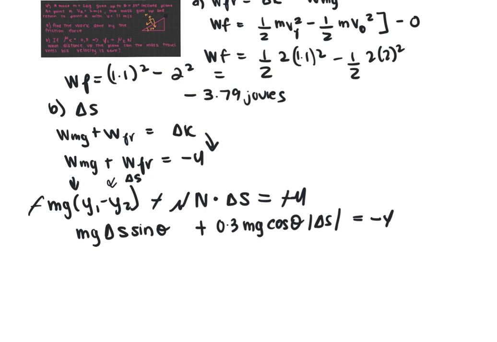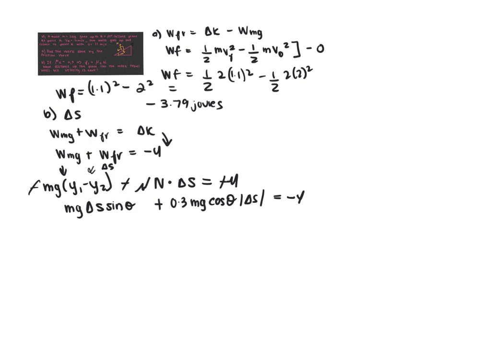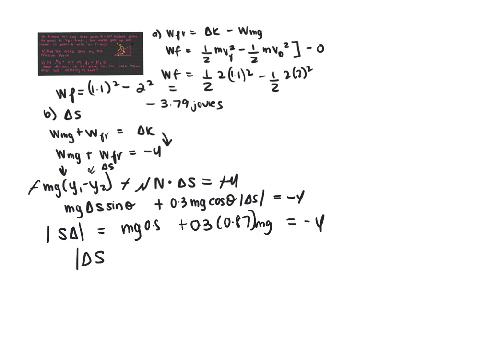So simplifying it, we can factor out the displacement of S. So S times mg sine of 30, which is 0.5, plus 0.3 cosine of 30, which is 0.87, and that's times mg as well, equals negative 4. So here we have the displacement of S equals 4 divided by 20 times 0.5 plus 6 times 0.87.